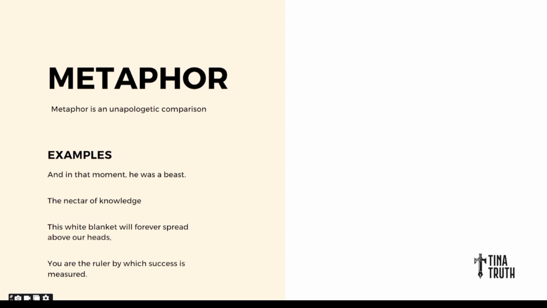Okay, number three says, this white blanket will forever spread above our heads. Here I'm referring to the clouds. I'm not telling you the cloud is a white blanket, even though that is a metaphor. I'm telling you, this white blanket will forever spread above our heads. This is me imposing into your mind, like I am getting away with it. I'm telling you that the cloud above us is a white blanket. Do you understand? This is dynamicity.